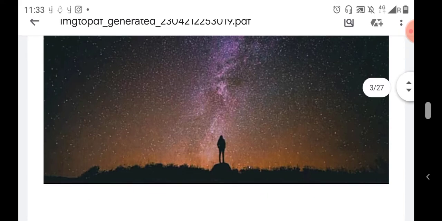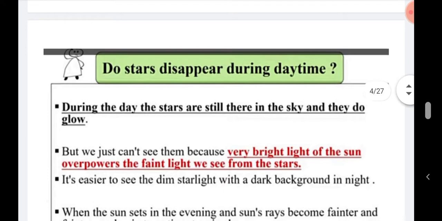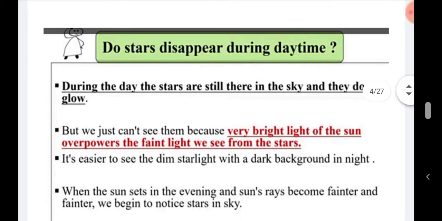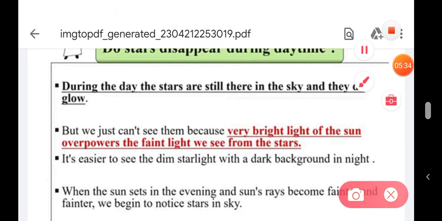While watching the night sky, you may notice various patterns formed by different groups of stars. So, what are the names of these? So the first question that appears in your mind, do stars disappear during daytime? So the answer is no.